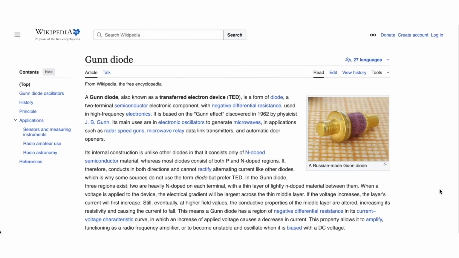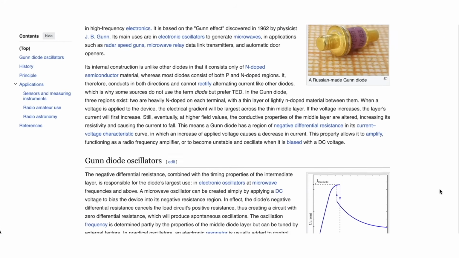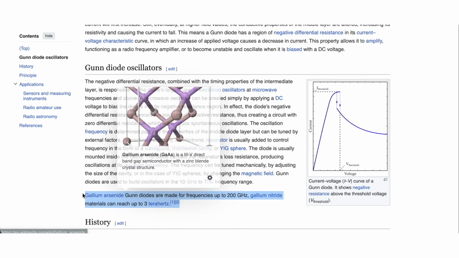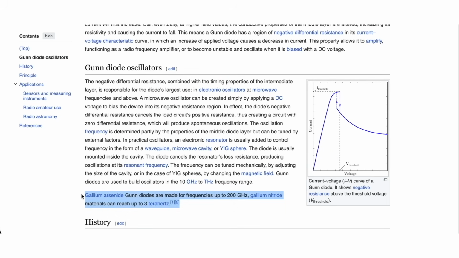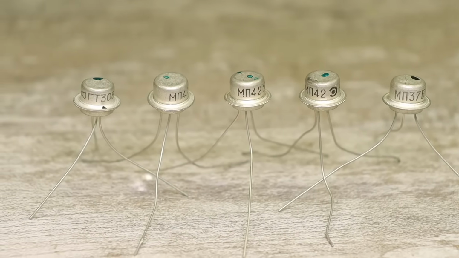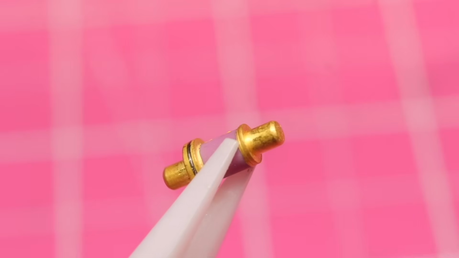A Gunn diode made from gallium arsenide can generate oscillations at frequencies up to hundreds of gigahertz. With other materials, the frequency can reach up to 3 terahertz. Transistors from that era couldn't even come close to operating at such frequencies. But what was the purpose of such a diode?